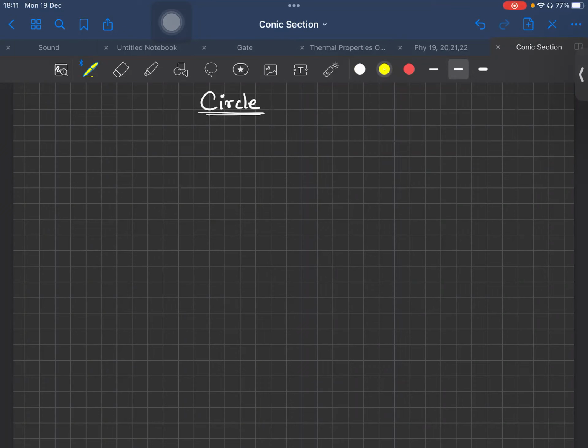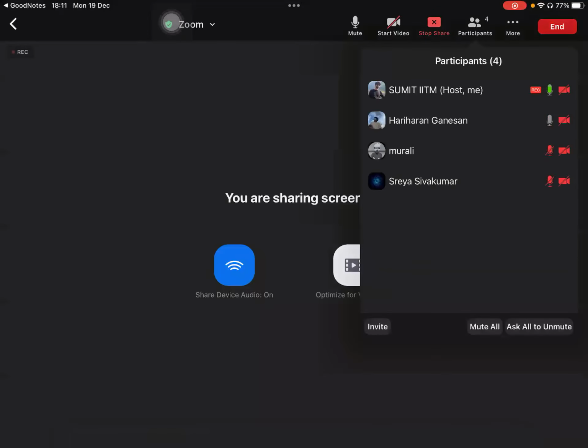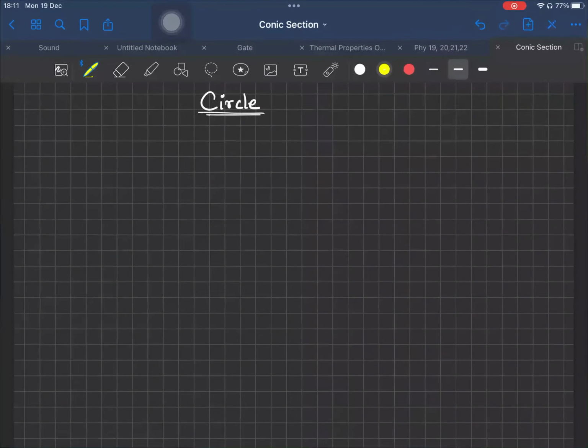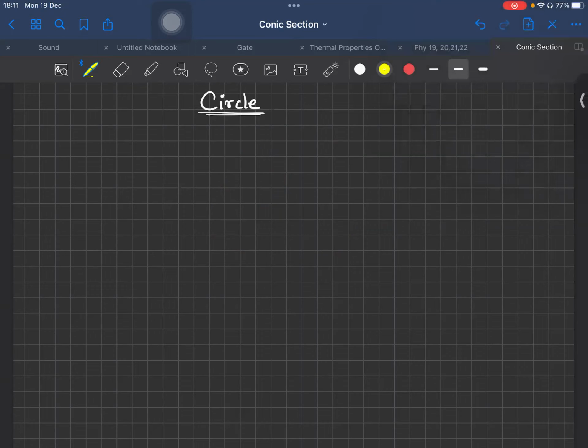Anyone? Yes, Hari, Murali. Who else is there? 2D shapes, sir. Shreya, tell me. Two-dimensional shapes, sir. Okay, two-dimensional shape. So is this a two-dimensional shape? Yes, it is also a two-dimensional shape, but it's not a circle. Anything else? Yes, Shreya, tell me. Just think about circle. What is a circle?